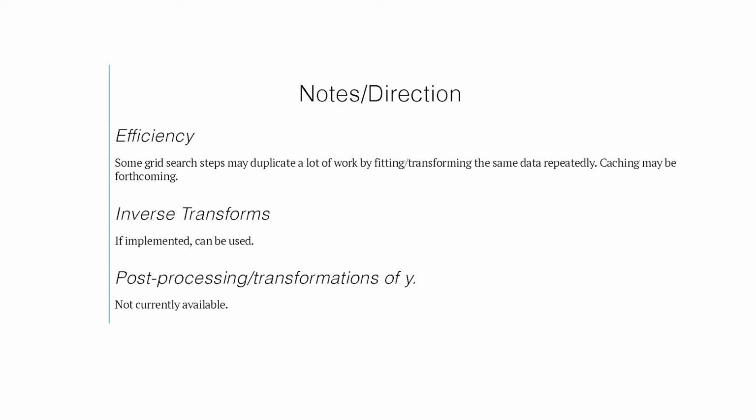You can also implement inverse transforms. A lot of the estimators that you will use already have these methods implemented. So I think if it's possible to do it, they all have it. And you can implement it too, and then you could do inverse transform on your pipeline, which gets kind of hard to think about, honestly. And then post-processing and transformations of Y. This is related to the issue that I mentioned earlier about transforming your Y variable. If you want to do some post-processing, you probably have to do that on your own now. It doesn't look like that's going to be forthcoming anytime soon.